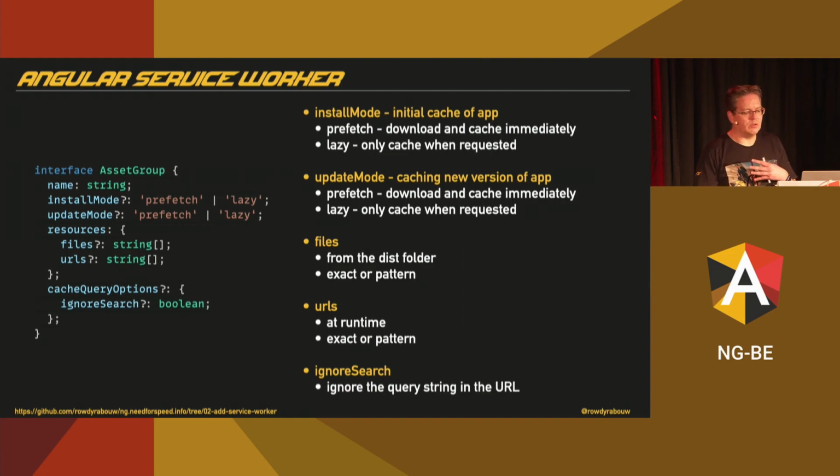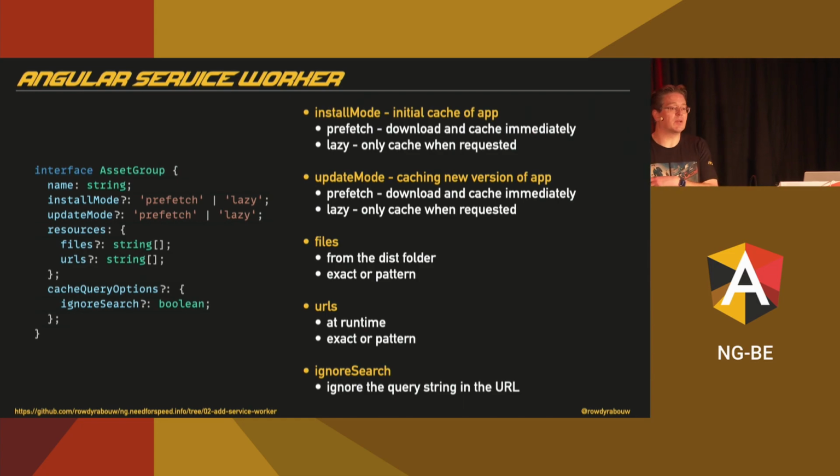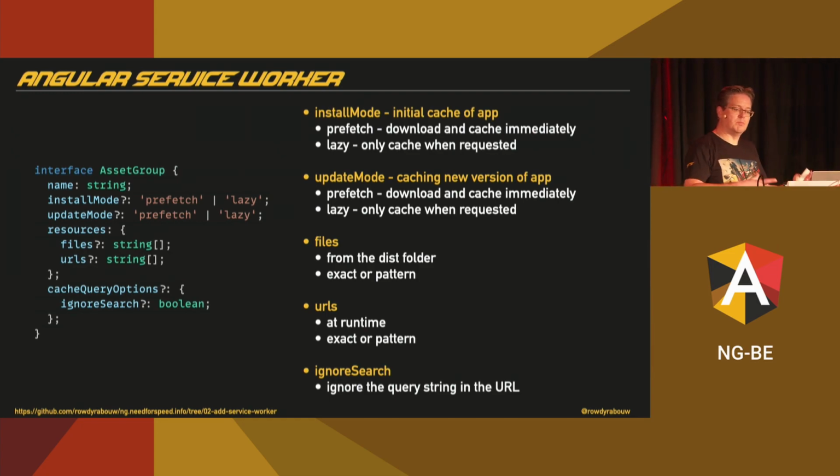You have an install mode. Install mode you can set to prefetch or lazy. The install mode is the initial cache of your app, so the first time you deploy Angular PWA with service workers. Prefetch means give me all the files immediately, download and cache it. Lazy is only when you're coming across it, like the dynamic cache we had in the plain example.